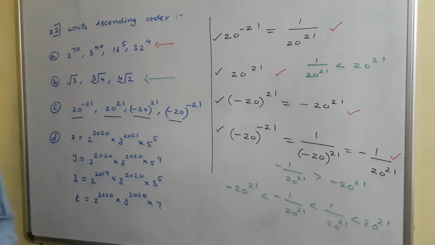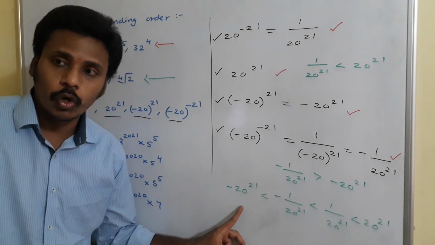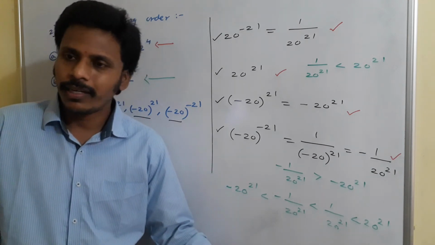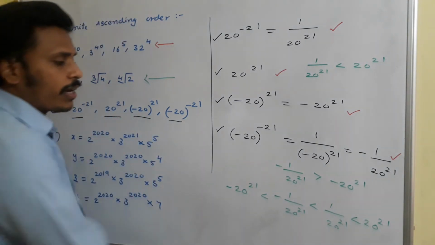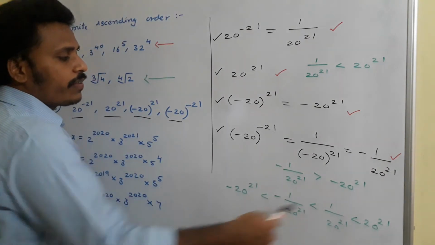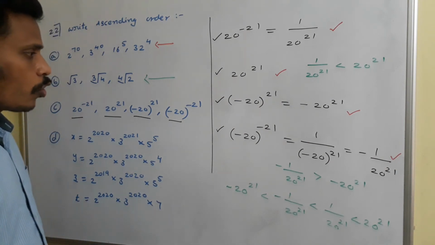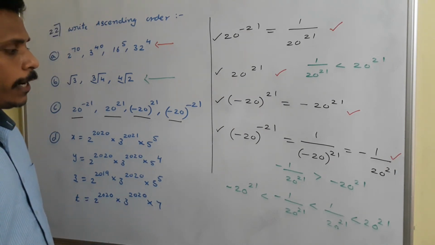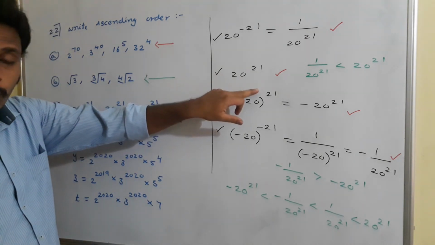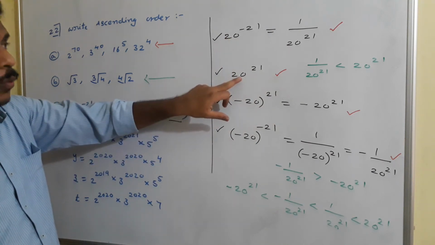That is the order. Just observe. These two are negatives, and so negative numbers are smaller than these two positive numbers. We have a comparison between positive numbers, a comparison between negative numbers, and at the end this comparison. So there ends the problem. At the end, minus 20 power 21 is the smallest, this is the second smallest, whereas 20 power 21 is the largest.